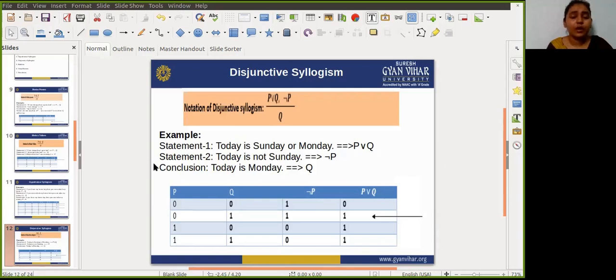Today is Sunday or Monday. So it can be written as P or Q. Okay. Today is Sunday or Monday. And statement 2, that today is not Sunday, means it is not P. So what conclusion do we reach? That today is Monday.